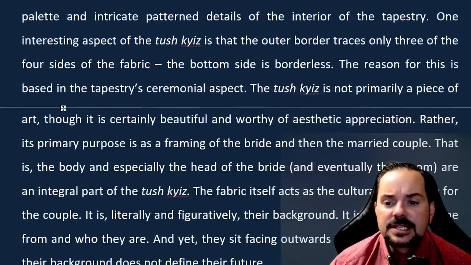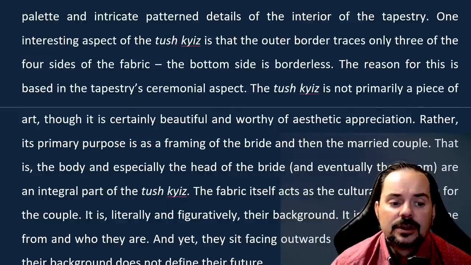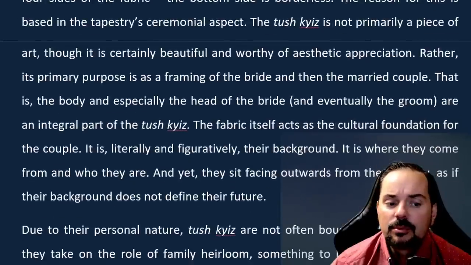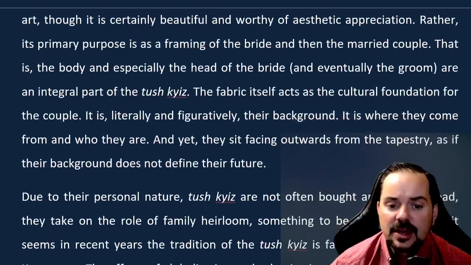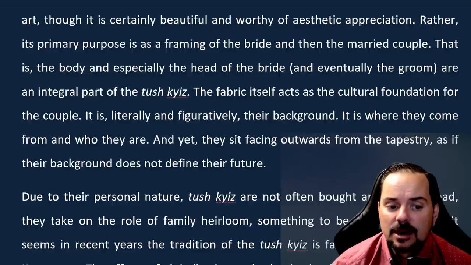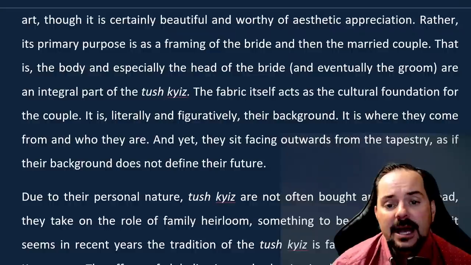The reason for this is based in the tapestry's ceremonial aspect. The Tushkits is not primarily a piece of art, though it is certainly beautiful and worthy of aesthetic appreciation. Rather, its primary purpose is a framing of the bride and then the married couple. That is, the body, and especially the head of the bride, and eventually the groom, are an integral part of the Tushkits. The fabric itself acts as the cultural foundation for the couple.